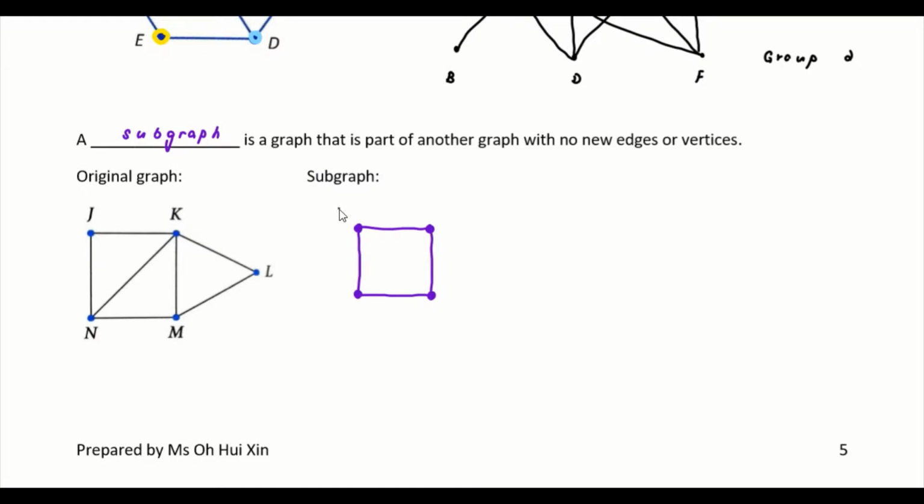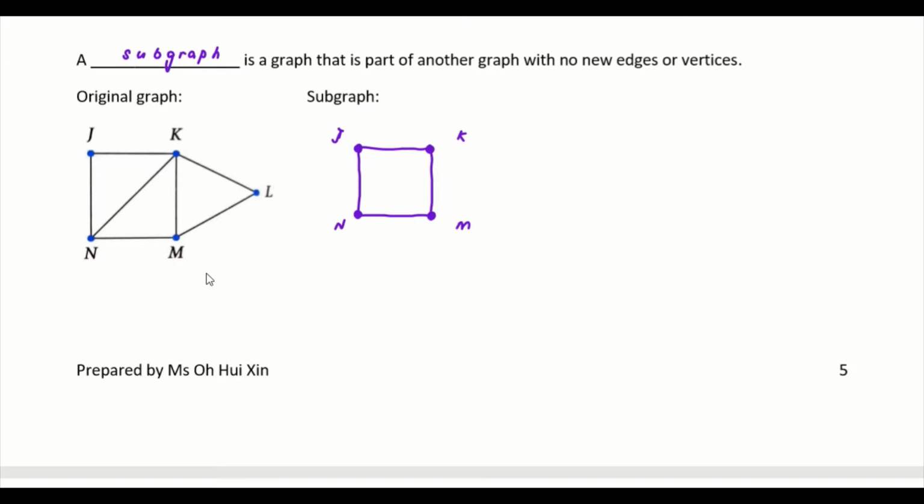Okay, so in this case, I can always take out the part for J, K, M, L. You see, this square is part of this graph without adding any new edge or vertices. Am I right? So this is one of the subgraphs. You don't need to include every point, as long as what you are drawing here is one part of this graph. For example, I can also do something like this. This is my J, this is my K, this is my M, and this is my L. So this is one of the subgraphs for this graph as well.